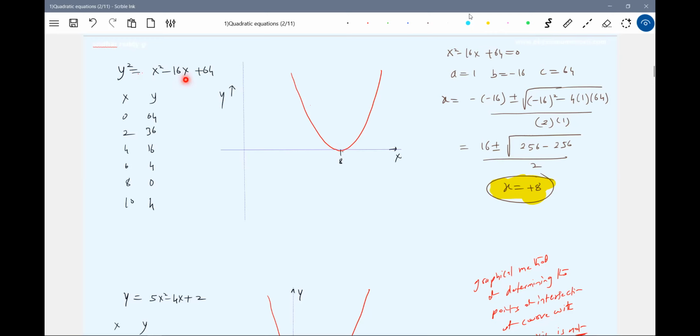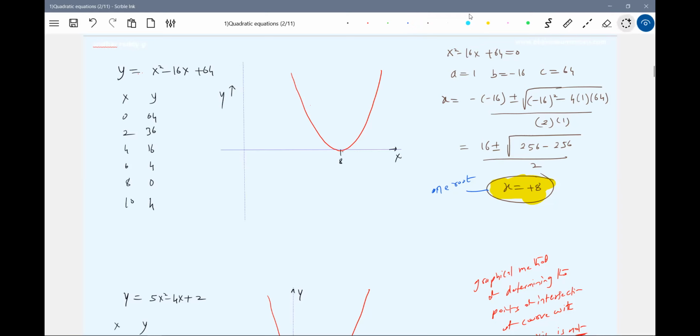Substitute here. Put x equal to 8, you'll get y equal to 0 in this equation. So there's only one root. One root means the curve will just touch, or it will just graze the x-axis. And the point at which it grazes, that is the one root.